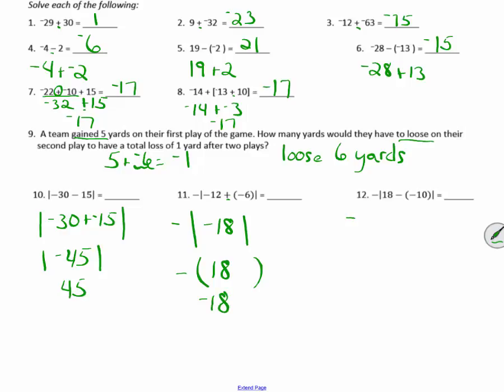For number 12, this is a subtraction. So I have to turn it into a leave, change, switch. 18 and 10 is going to give me 28. This negative sign out in front, I'll turn those into parentheses, means it's a negative 28.